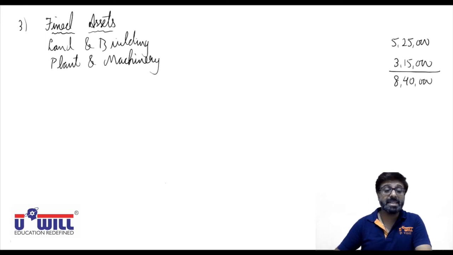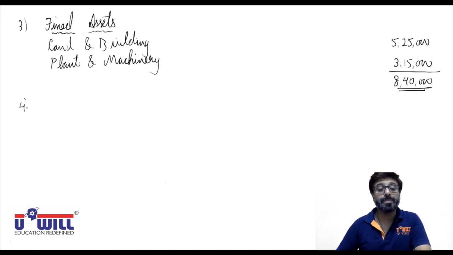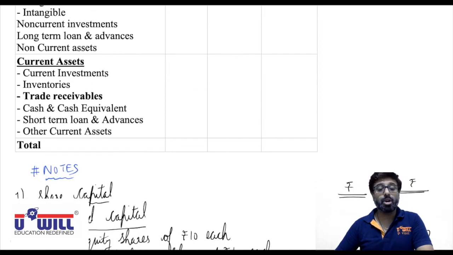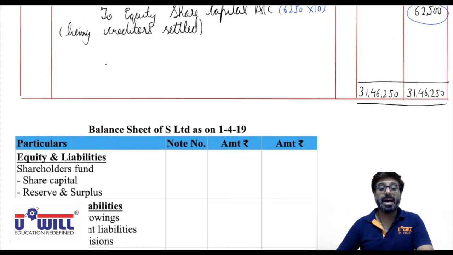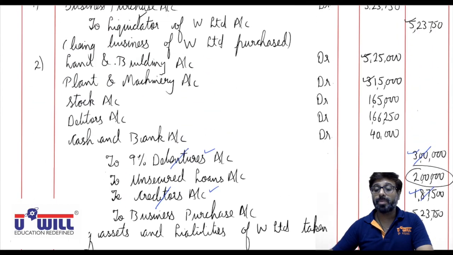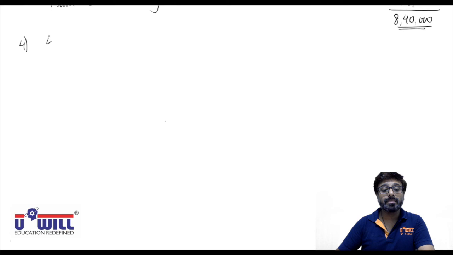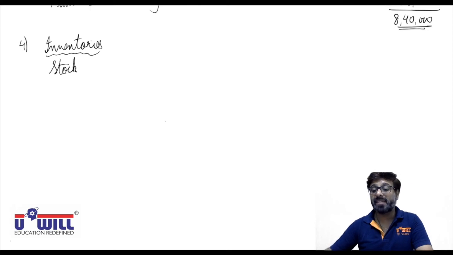Then intangible fixed assets, we don't have any goodwill in this question. Non-current investments are also not there. Long-term loans and advances and other non-current assets are also not there. Current investments are not there. Inventories, we have stock. So directly inventories, that is stock of 1,65,000. Total also 1,65,000.